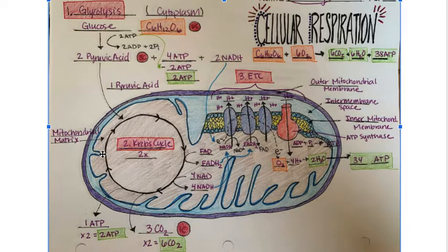So what's our main point of the Krebs cycle? We give off our carbon dioxide and we get a little bit more ATP, but really the main point here is that we make these molecules called FADH2 and NADH.